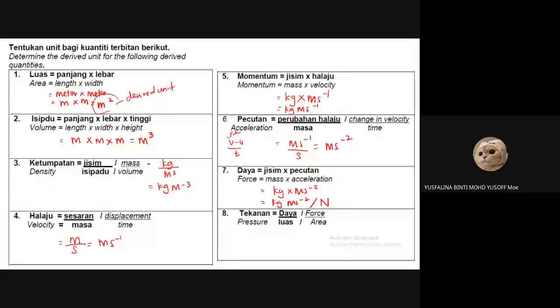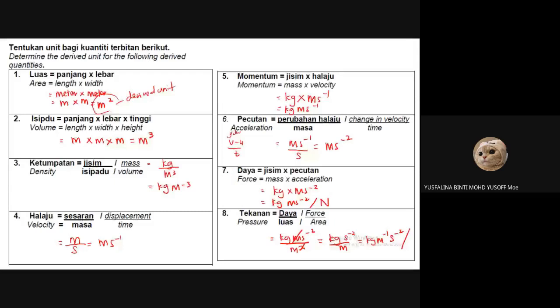Okay, the next one is force divided by area, which is pressure. So force is kg m s negative 2, and we already learned area is m to the power of 2. So what you can do here is cancel the m, so we are left with kg s negative 2 and m over m squared. So m becomes m negative 1 s negative 2. So this is the unit, kg m negative 1 s negative 2. Or in a simpler form, because this one is too long, you can put it as a pascal, Pa. So that is for pressure.